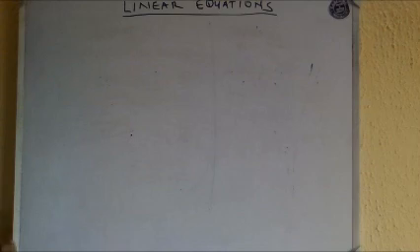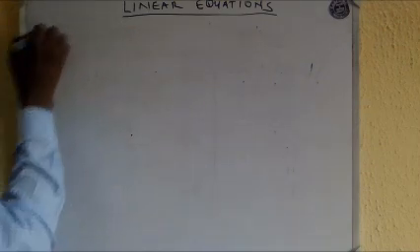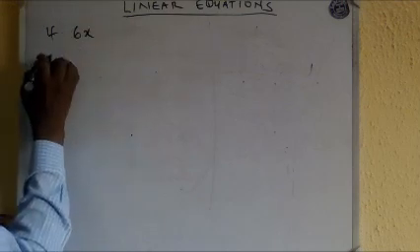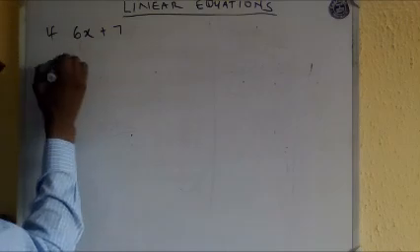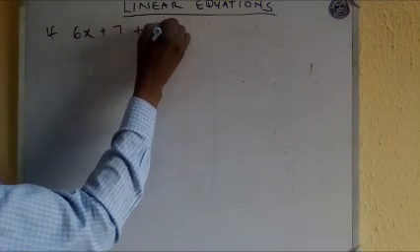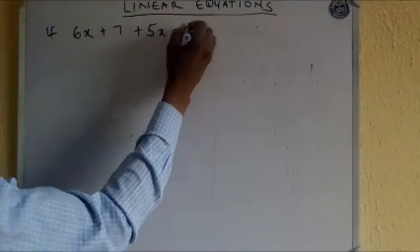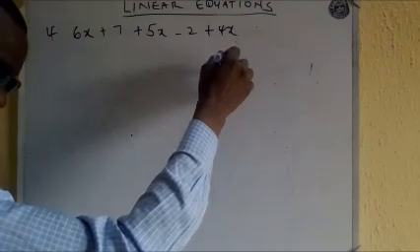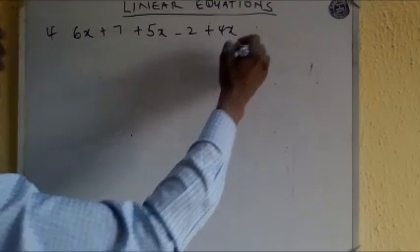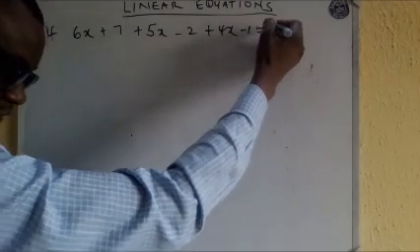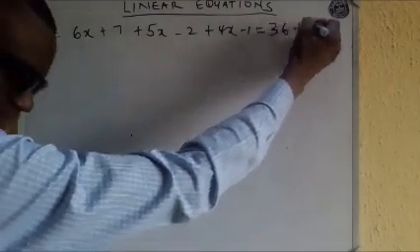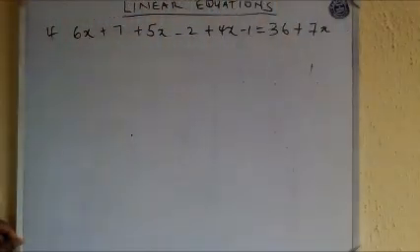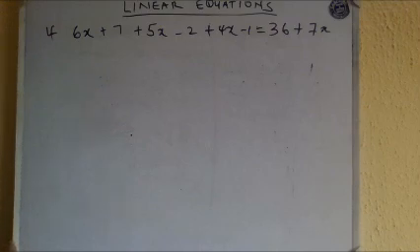So I have this: say 6x plus 7 plus 5x minus 2 plus 4x minus 1 is equal to 36 plus 7x. Find the value of x.